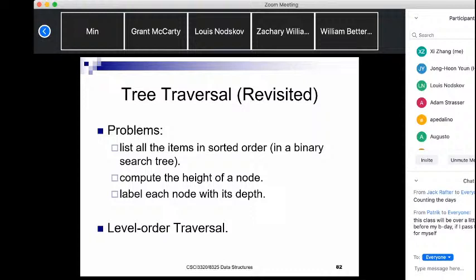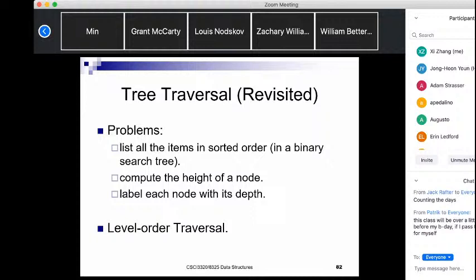Let's think logically. Can we compute my height without being aware of my subtree structure? Probably not, right? Because height is by definition the distance to the farthest leaf node in the subtree. So when we know the height of my left child and right child, what will be my height? Maximum of left child and right child plus 1. Does that make sense?